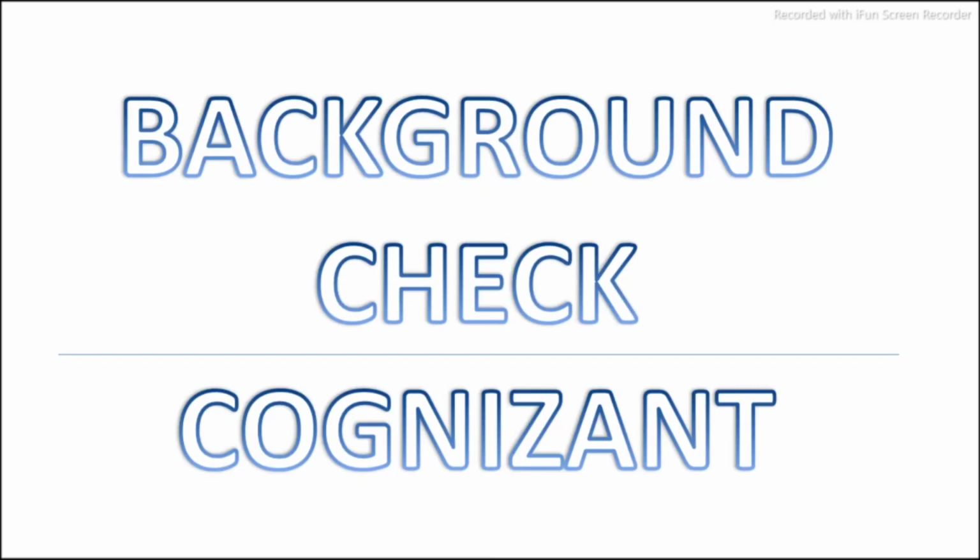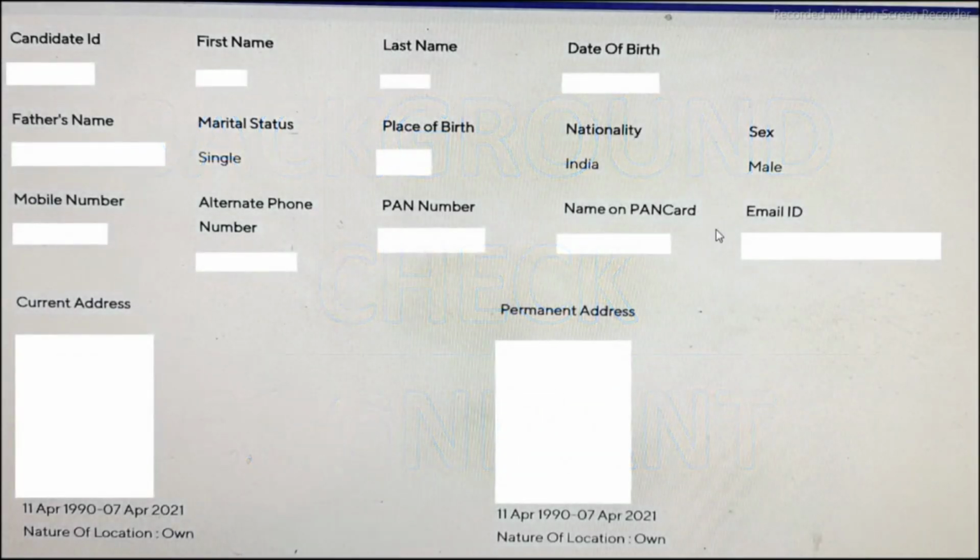Today I'm going to discuss the background verification check which you all will see during your onboarding process of Cognizant before the pre-joining formality. It will be a short video, so stay with me till the end of the video. So there will be three major sections: first, the personal detail section; second, the educational detail section; and third, the document upload section.